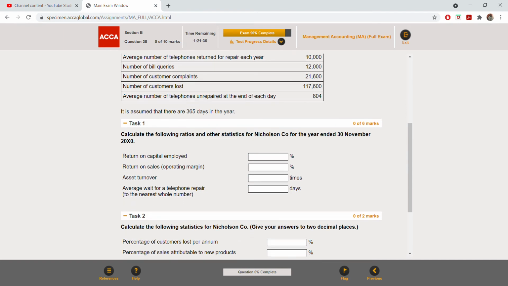Task 1 is to calculate the following ratios and other statistics. Okay, ratios, another important area. These ratios throughout ACCA will help you a lot. You have to know ratios, whether it's for your financial reporting, SBR, or financial management, advanced financial management, whether it's for your audit, these ratios you have to learn. Okay, it's very helpful throughout your ACCA. So first is return on capital employed as a percentage, return on sales, operating profit margin terms, asset turnover, which is in times, and average wait for a telephone repair to the nearest whole number.